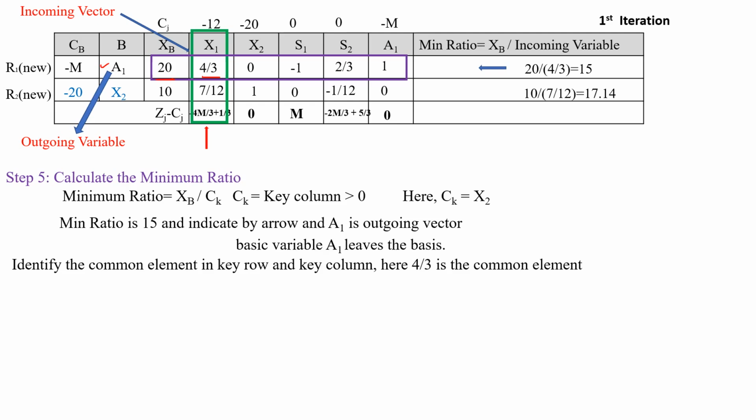So next we identify the common element in the key row as well as the key column. Here the key row is the A1 variable row and the key column is the x1 variable column. Among these two, the common element is 4 by 3. So here 4 by 3 is the key element. Next we construct the new simplex table by entering the incoming vector x1 for the second iteration.